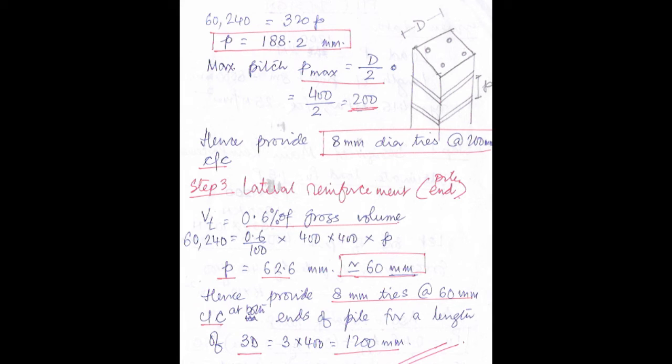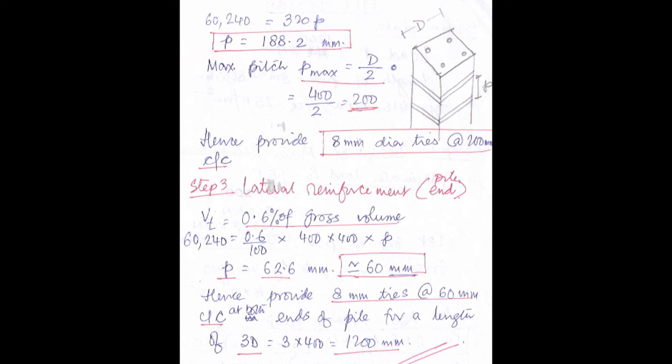But maximum pitch you can provide, P max, equal to D by 2. D is what? D is 400, na? Least lateral dimension of the pile. So, 400 by 2 equal to how much? 200 millimeter. So, hence you can provide 8 millimeter diameter tie bar at the rate of 200 millimeter center to center. Dekho, we have got the value of pitch as 188. So, that you can approximate it as 190. Correct? Maximum value pitch you can give 200. So, you can keep it as 190 also, or you can give 200, the maximum allowable value of the pitch.